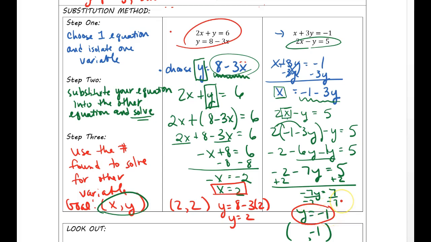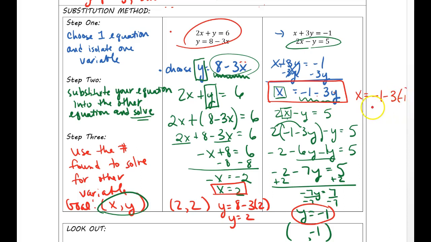I'm going to come back up here. I already told you guys, I like to go to the equation I had in step 1, and that's where I usually plug it in. So I'm going to take a negative 1 and plug it in right here. So it's going to be x is this negative 1 minus 3 times y. Well, y is this negative 1. And then I math it out.